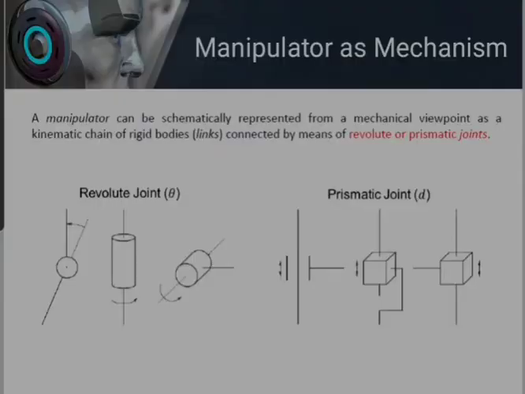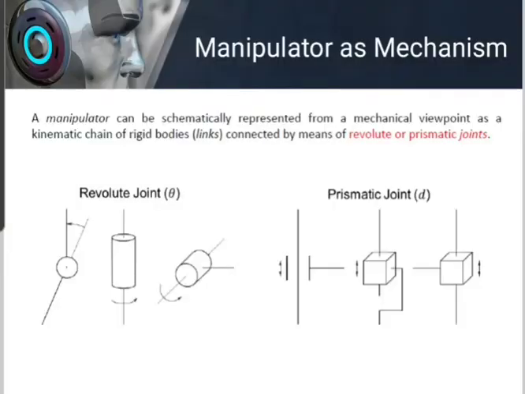Then the next is manipulator as a mechanism. So manipulators can be schematically represented from a mechanical viewpoint as a kinematic chain of rigid bodies, that is links connected by means of revolute or prismatic joints.